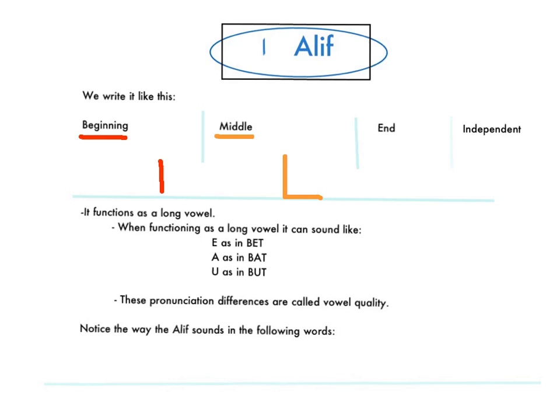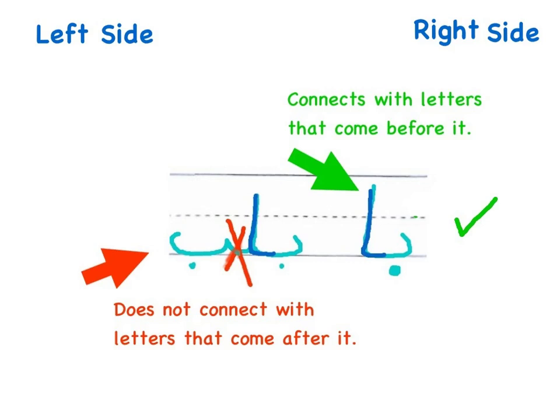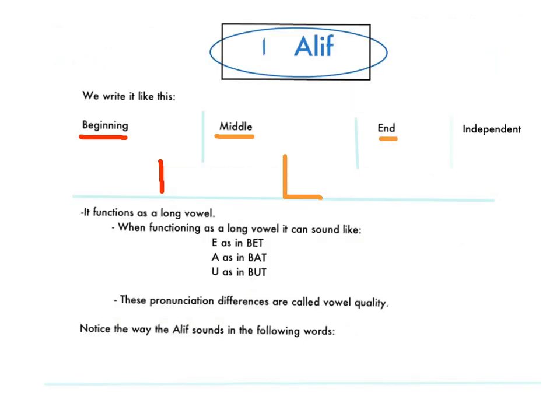We start by writing on the line so that we can connect Alif to the letter that came before it. Alif usually connects to the letter that comes before it, but never connects to letters that come after it. So, it can connect with letters that come on its right, but never on its left. Alif at the end of the word is written the same way as Alif in the middle of the word. We start on the line as if connecting to the letter that comes before it and then go up.